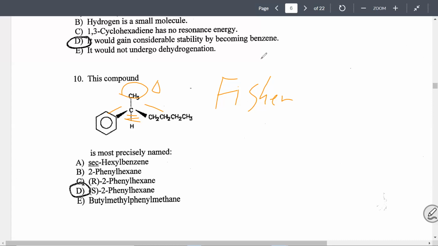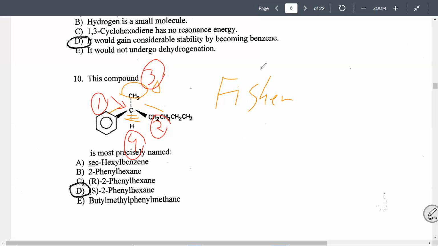Do you guys need me to show you how to assign the configuration? Or we're good? Up to you. Okay, I'll try to figure it out. So rank first. What's your second group? Yeah, the carbon chain. How are we doing the ranking? Based on what? Size? No, it's the number of electronegativity? How heavy they are? Yes, molecular weight, mass.